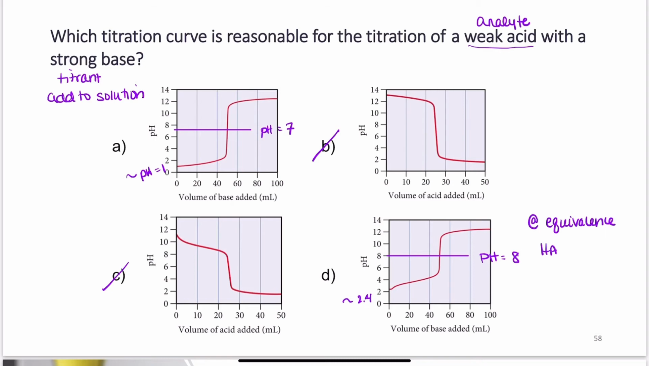We have no more HA. We don't have any hydroxide or strong base. We do, however, have A-, the conjugate base, at some concentration. The pH will be higher than 7 because we have conjugate base present at the equivalence point, since it's been produced by the neutralization reaction to produce the conjugate base and water. So D is our answer.